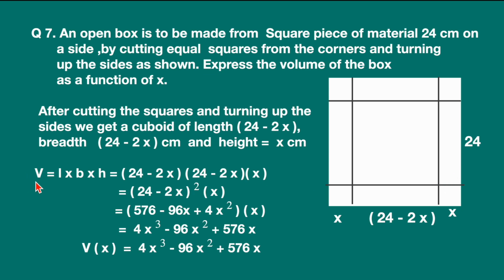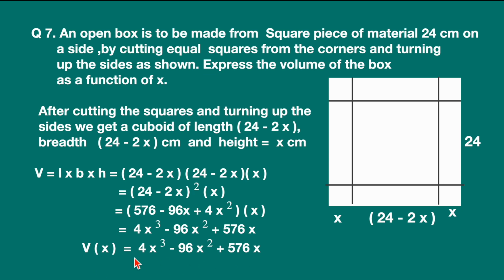Let's write down the formula for volume. Volume is equal to length into breadth into height. So (24 minus 2x) into (24 minus 2x) into x. So (24 minus 2x) the whole square into x. Now let us do this whole square. We know that (a minus b) the whole square is a square minus 2ab plus b square. So apply that formula, find out the square like this. Okay. Now again open the bracket, you will get this. 4x cubed minus 96x squared plus 576x. Now that is our answer. So the volume we are going to write as a function of x in this way.